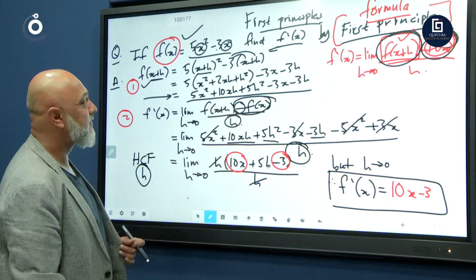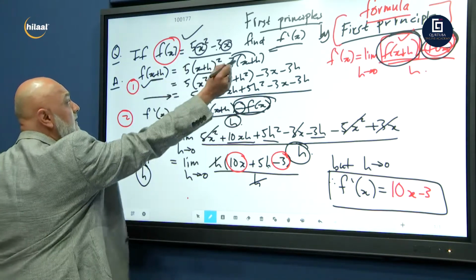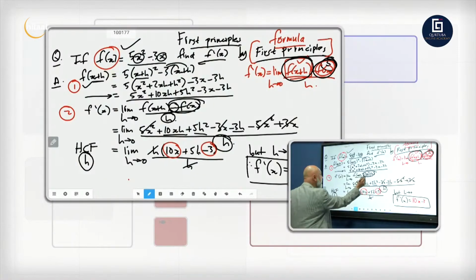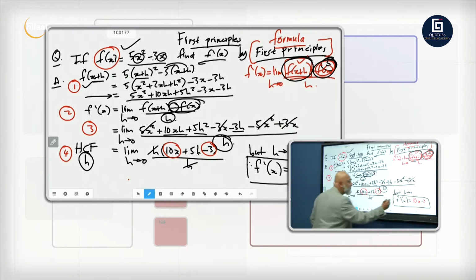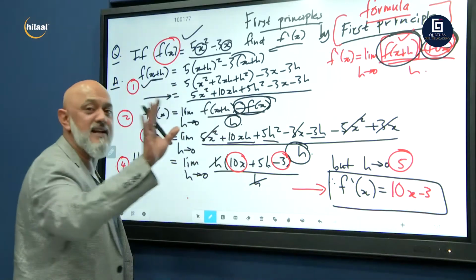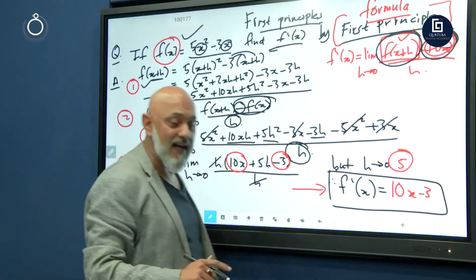All right. And there we go. So step number 1, f of x plus h. Step number 2, f dash x. You use your formula. Step number 3, you substitute into your formula. Step number 4, you take out h as your highest common factor. Step number 5, you insert 0 for h. 0 times 5 is 0. You're left with 10x minus 3. There's your final answer. So it's done in 5 parts.